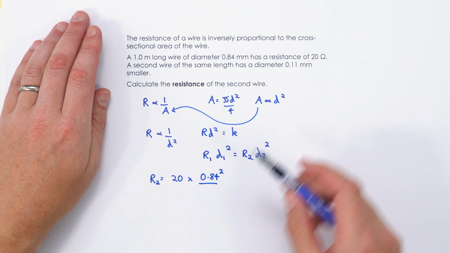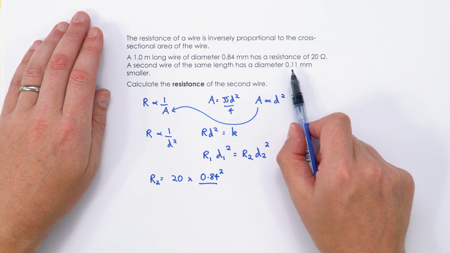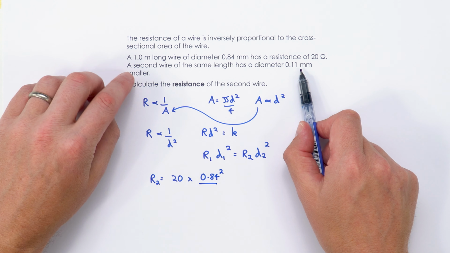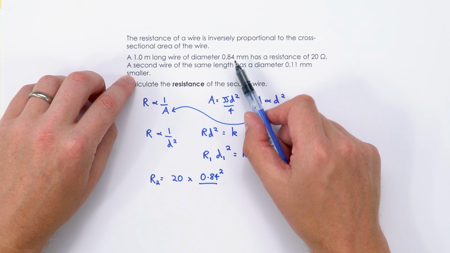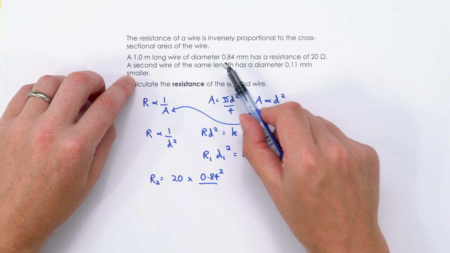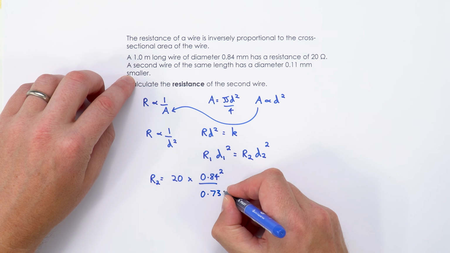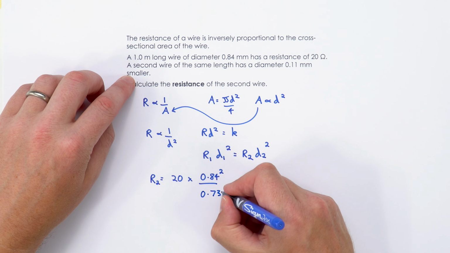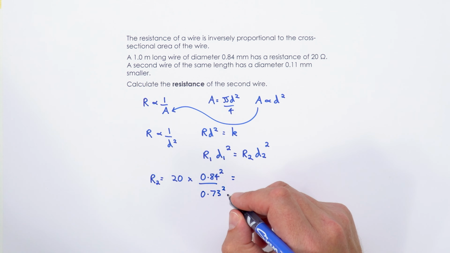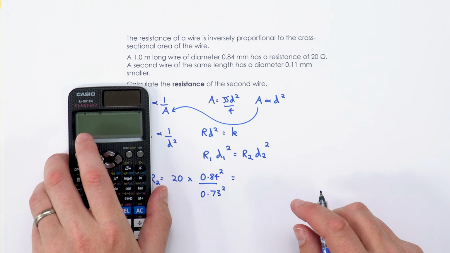Now the second wire, it says it's got a diameter which is 0.11 millimetres smaller than that. So we're going to take 0.11 away from 0.84, which is 0.73. So that's the diameter of that second wire, and we're going to square that. So let's just work this out on the calculator.